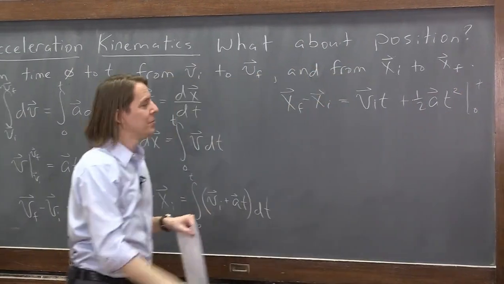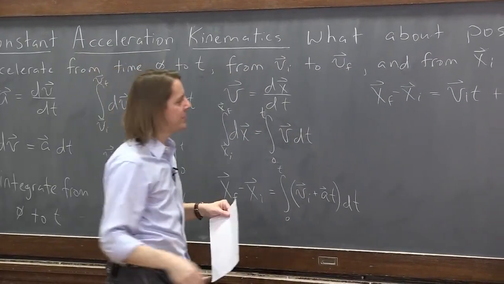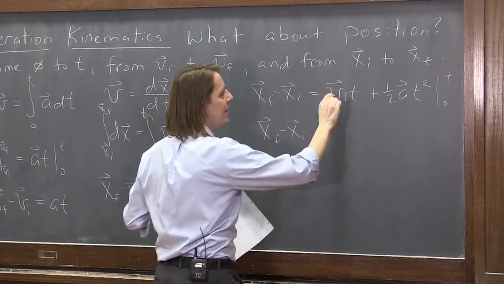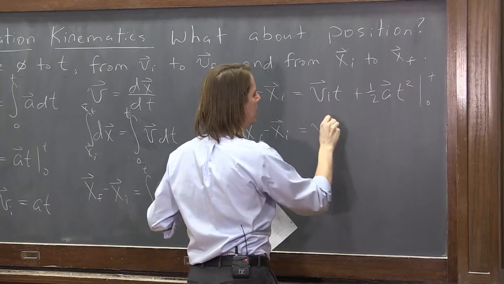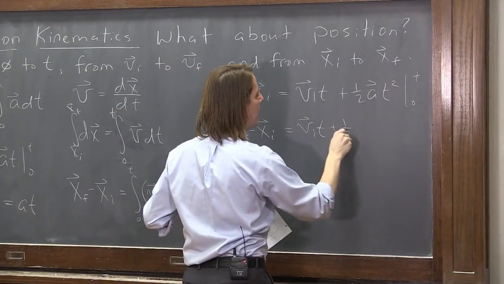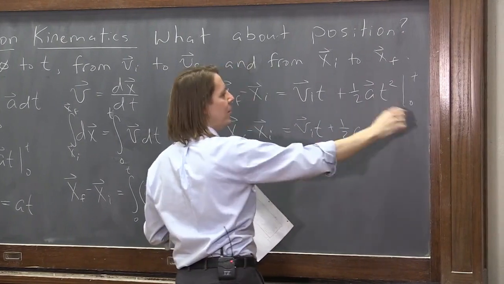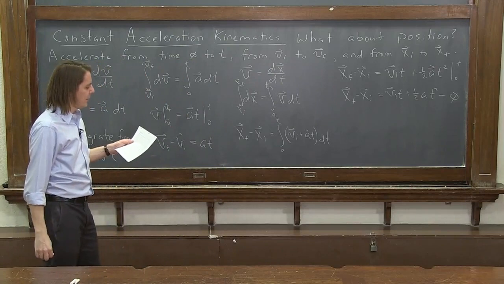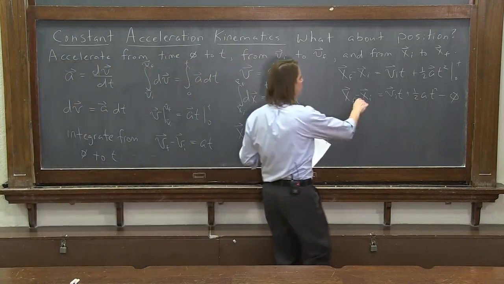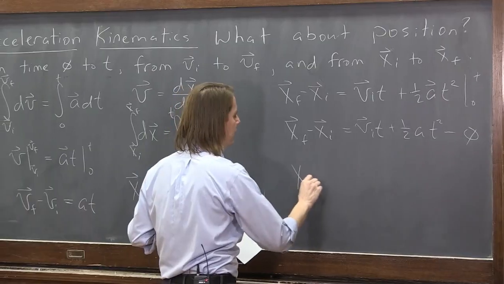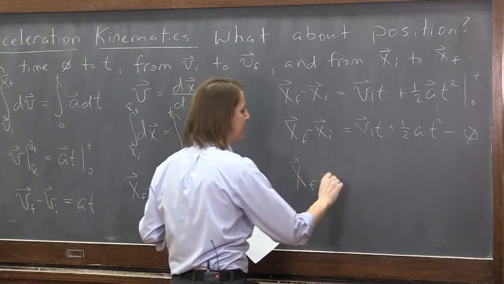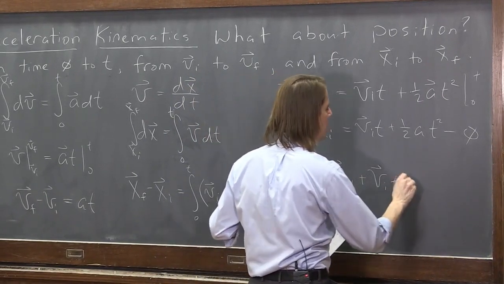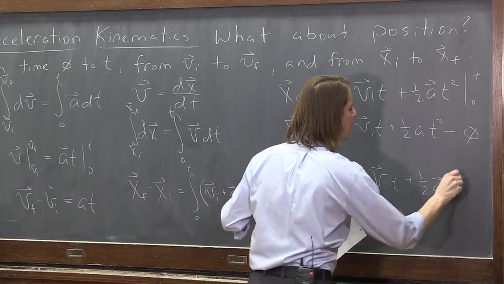Technically, we've got to evaluate that from 0 to t. It kind of already was, but just to give myself another step, I'll write the final position minus the initial position equals all this evaluated at t, vit plus 1/2 at squared, minus all of it evaluated at 0, which is 0. And there you have it. This is the final equation. We could move the xi over here to get the most normal form. The final position is the initial position plus vit plus 1/2 at squared.